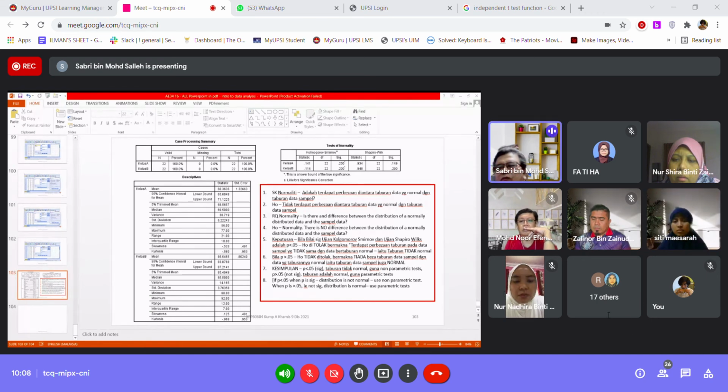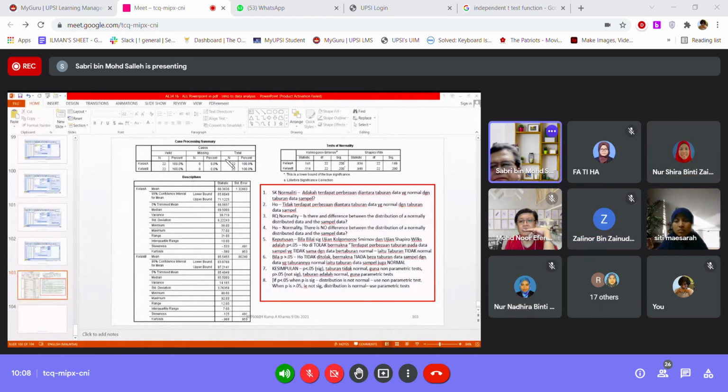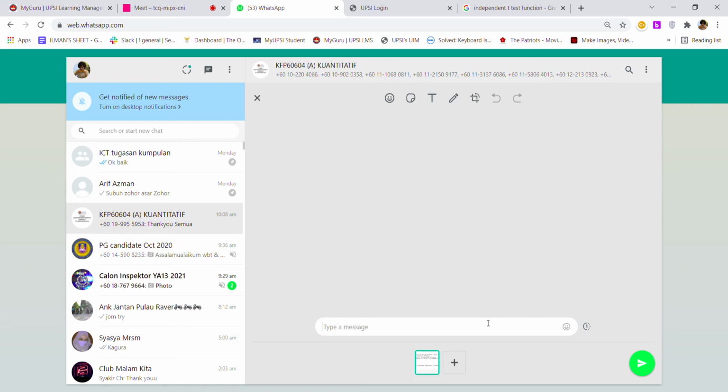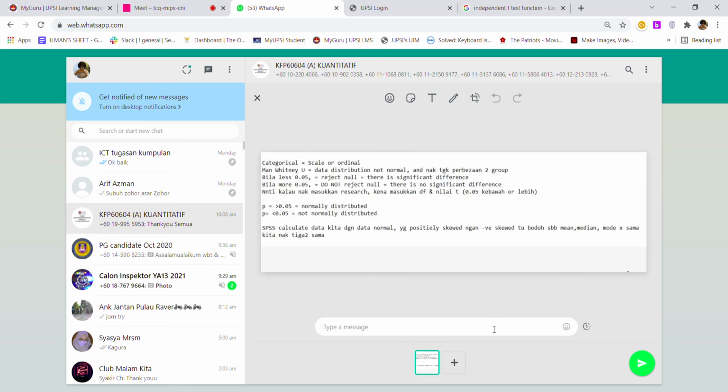kecuali kalau orang tu tak ada software, tak ada kata apa lah. Okey, apa dia? Siapa tadi? Tak, tadi tak dengar. So sekarang dengar? Dengar. Macam mana?